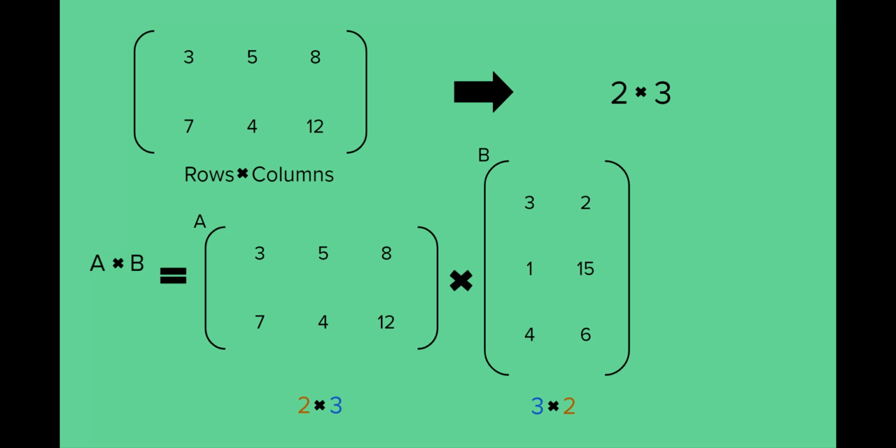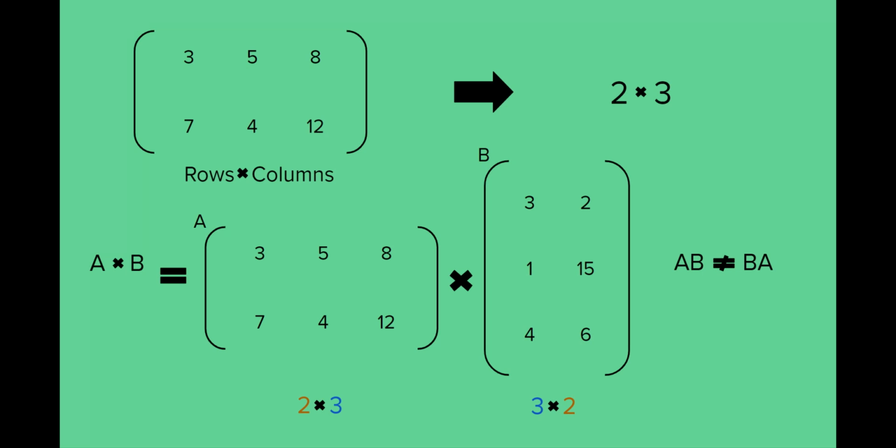As we can see, since A has 3 columns and B has 3 rows, we are able to multiply them, and the resulting matrix is given by the dimensions of the numbers on the outside, which are 2 and 2, the rows of matrix A and the columns of matrix B.